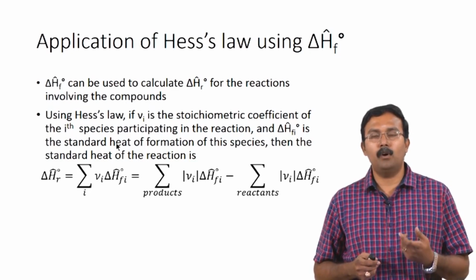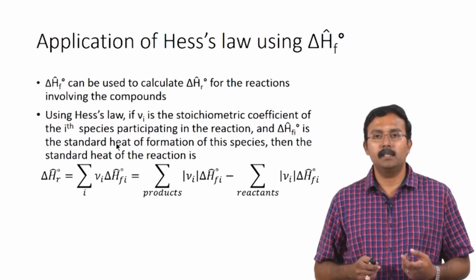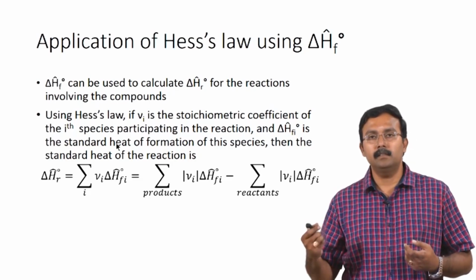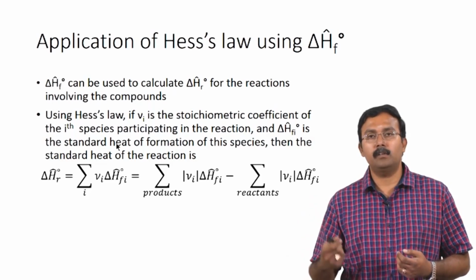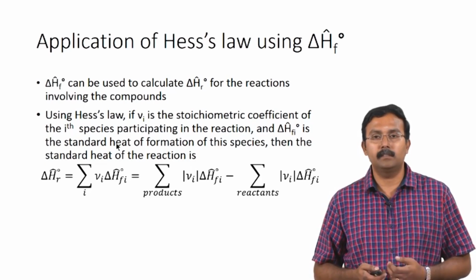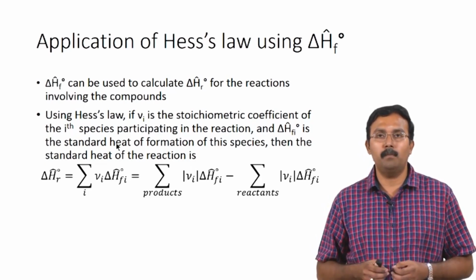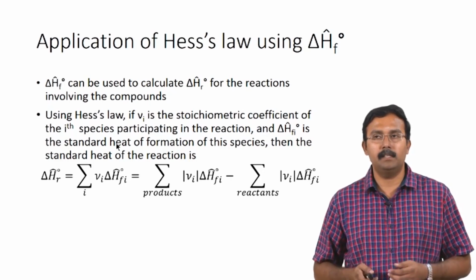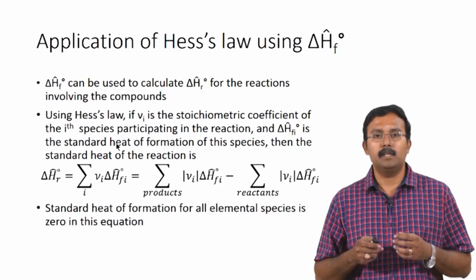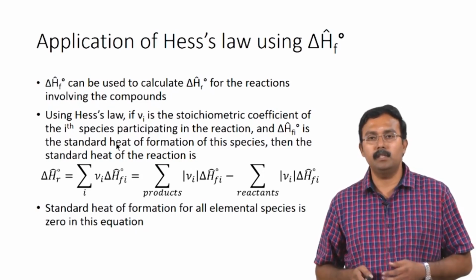First you find the sum of the stoichiometric coefficients times heat of formation of the products, and subtract the sum of the stoichiometric coefficients times heat of formation of the reactants, and you will finally get the heat of reaction. So, we will verify how this works. We will look at an example problem that will help us understand and apply this principle correctly. Standard heat of formation for all elemental species will be 0 when you use this equation.